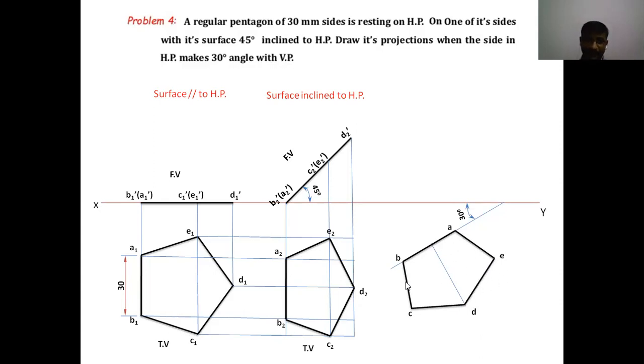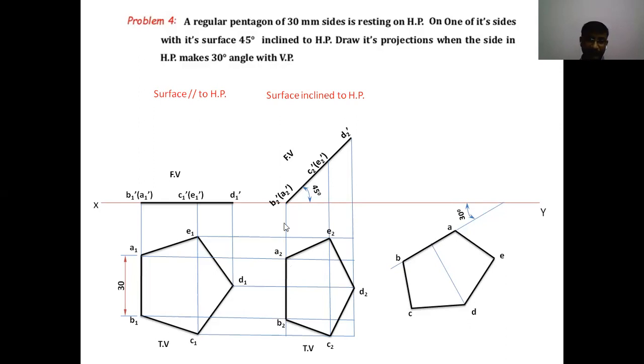These second stage top view sizes must be equal to the third stage top view. The lengths are equal. A2B2 is equal to AB, A2E2 is equal to AE, B2C2 is equal to BC, C2D2 is equal to CD, and D2E2 is equal to DA. We do not change the lengths or sizes of the second stage top view, but the angle must be changed.